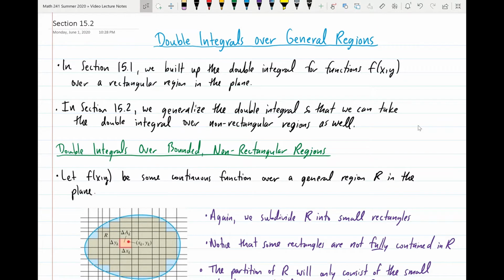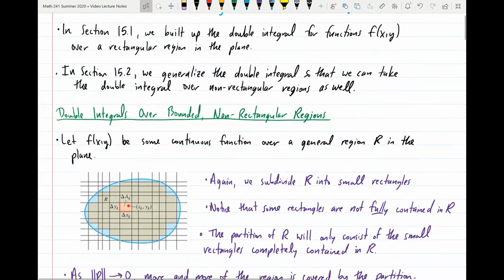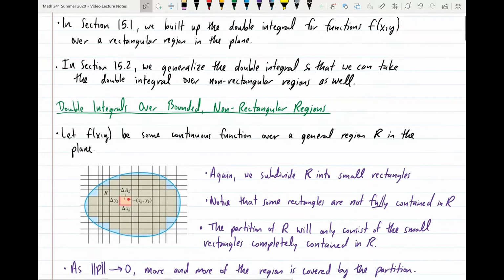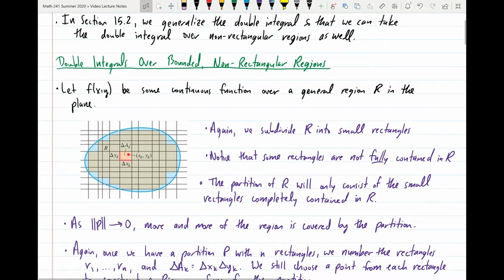In this video we'll be covering section 15.2 on double integrals over general regions. Remember that in the last section, section 15.1, we built up the notion of a double integral for functions f of x, y in two variables, but we only built up the integral for rectangular regions in the plane inside of the domain of our function f. In this video, we're going to generalize that double integral so that we can take the double integral over non-rectangular regions in the plane as well. So this section is all about building up that double integral for general regions.